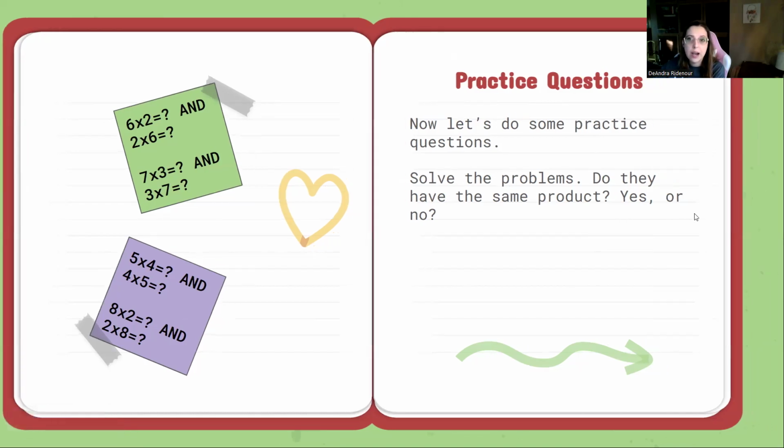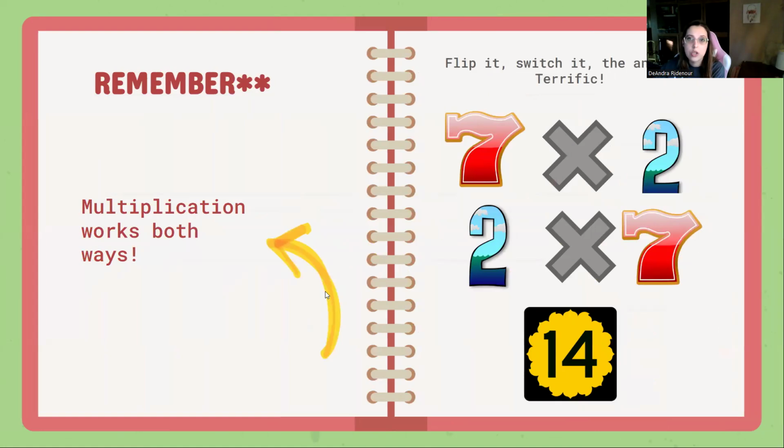So do you see now how it doesn't matter which way you put your numbers? You can flip it, switch it. The answer's terrific. Multiplication works both ways. You can flip it around, you can move it around, and it's going to equal the same thing. Good job, boys and girls.